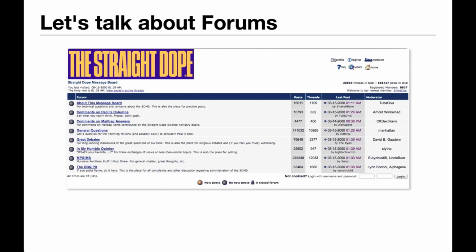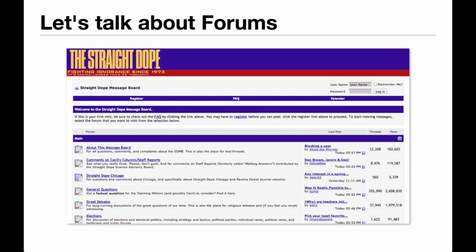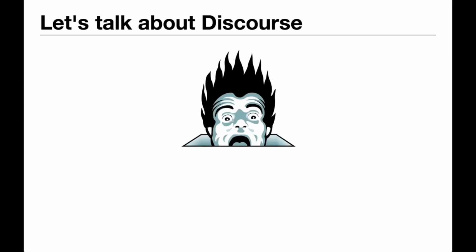One of the oldest forum communities on the web is called the Straight Dope. This is a screenshot from the Internet Archive of the forum as it looked in the year 2000. And this is what the Straight Dope looks like today. Can you think of any other product in the internet's history that looks virtually identical 13 years later? It's kind of ridiculous. If we're going to be honest, the current state of web forums just sucks.